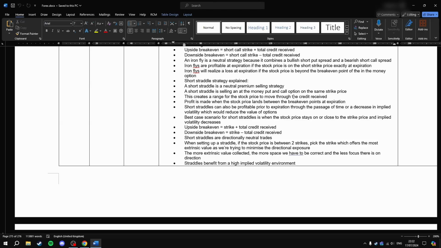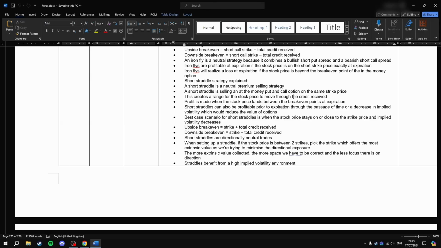Short straddles can also be profitable prior to expiration through the passage of time or a decrease in implied volatility, which would reduce the value of the options. Best case scenario for short straddles is when the stock price stays on or close to the strike price and implied volatility decreases. Our upside break-even point is equal to strike price plus the total credit received, and downside break-even is the strike price minus the total credit received.